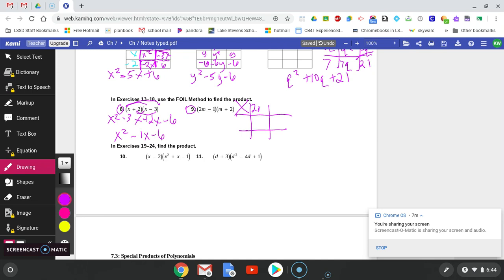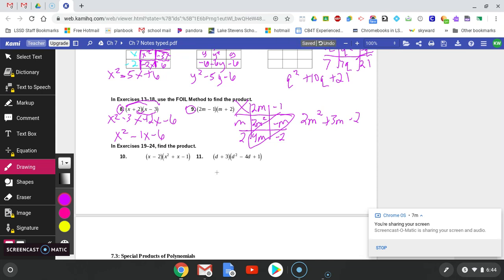So I have a 2m and a minus 1 and an m and a positive 2. This gives me 2m squared minus m, and then I have a 4m and then minus 2. When I combine my like terms, I get 2m squared plus 3m minus 2. When you're combining, remember, you're adding those like terms there.